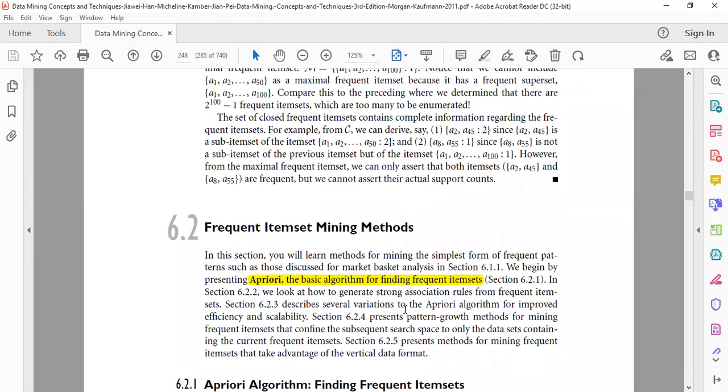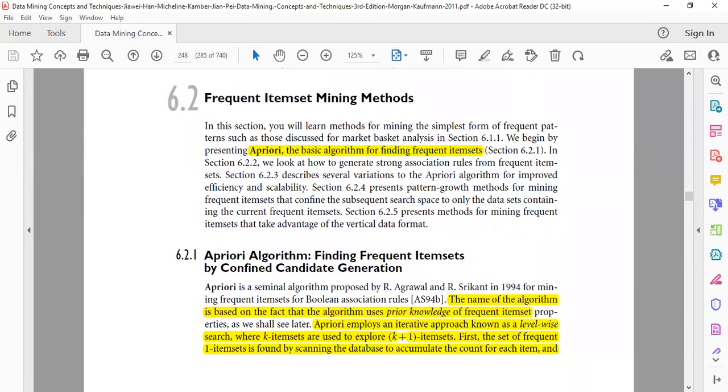Now for finding the frequent item sets, we have one algorithm, and that algorithm is called the Apriori algorithm. This is a basic algorithm for finding frequent item sets. As the name suggests, Apriori means this algorithm uses prior knowledge of the frequent item sets. It employs an iterative approach. It loops again and again, and this is known as a level-wise search.